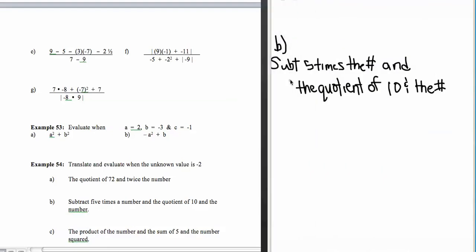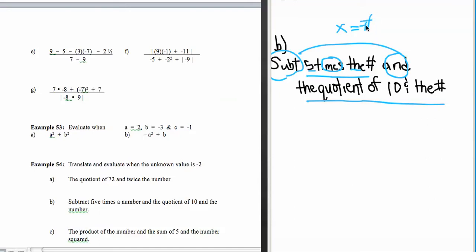Moving on to part B, it says subtract. So we're going to subtract something and something, so we'll need the "and" there, and it's going to be this thing and this thing that follows. So we have 5 times the number, so I'm going to let x equal my number here, and then we have 5 times that number, so 5x, and we're going to subtract, so subtract this and that, that's the order they come in. What we're subtracting is complicated: the quotient of, and quotient means division, so it's the quotient of 10 and our number x.